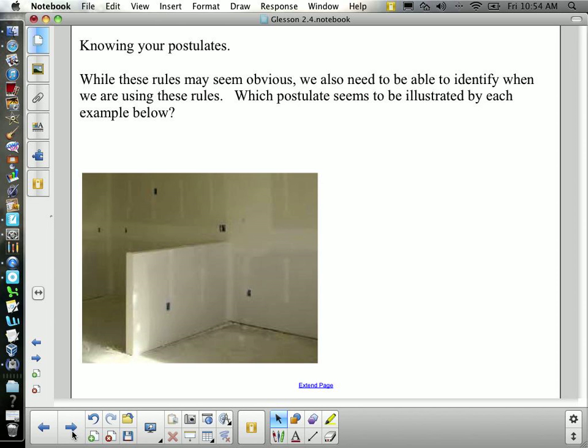Kind of a hard picture to see. What we're doing is, this is a new construction, new drywall. These are like the electrical boxes that you see here. It's like a kitchen with a half wall coming out here.